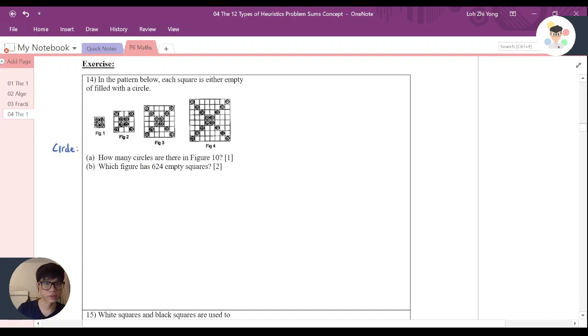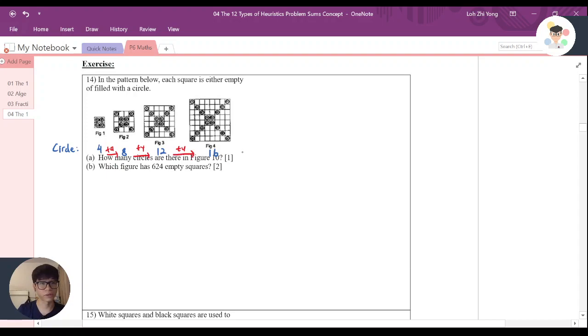So this is a circle. So figure 1, we have 4 circles. Figure 2, we have 4, 5, 6, 7, 8. Then we increase by 4, 12. Increase by 4, we have 16. So now I know that this is an arithmetic sequence, arithmetic progression. So I know that it increased by 4, by 4, by 4.